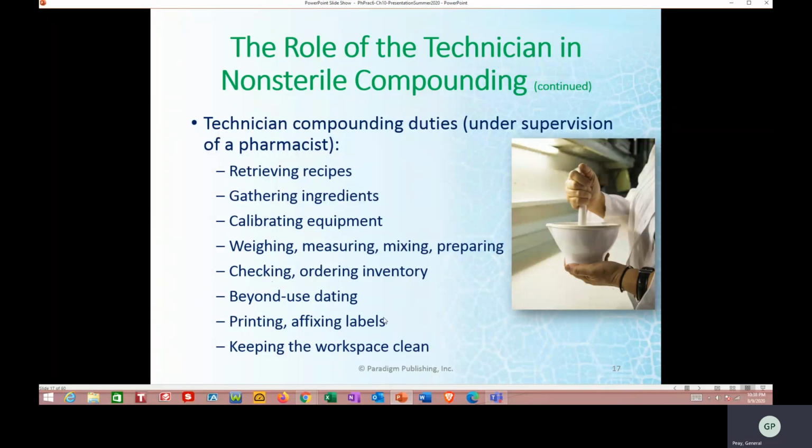Then obviously you have the printing and affixing of labels, because you've got to label it just like any other medication. And obviously keeping the workspace clean. Once you're done with one compound, you want to clean that area extremely well before you start your next one.